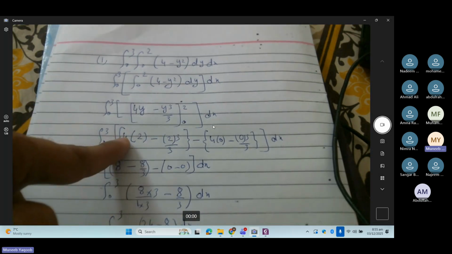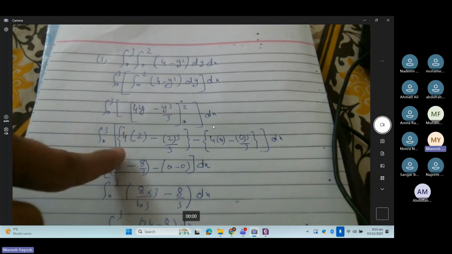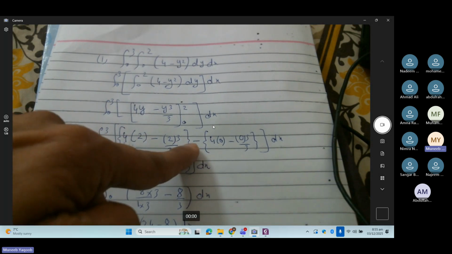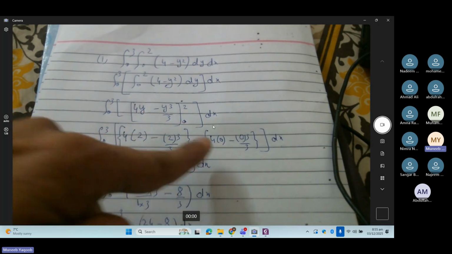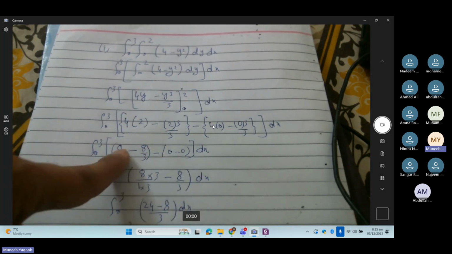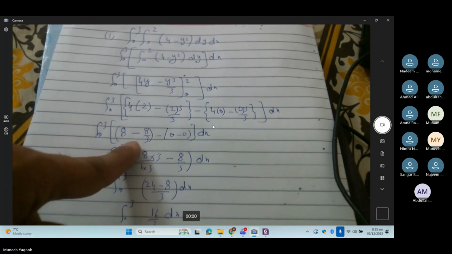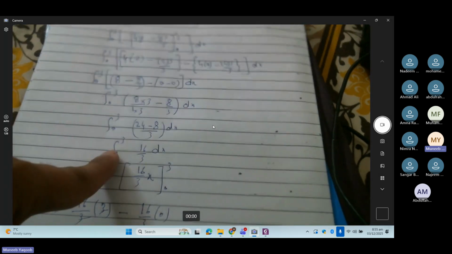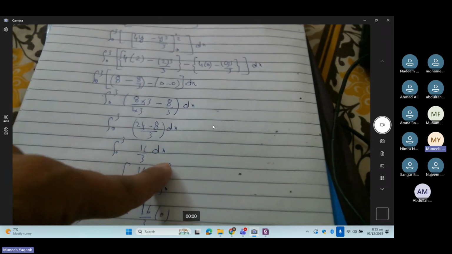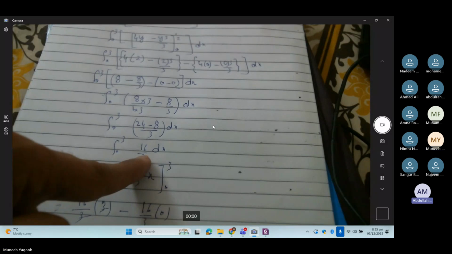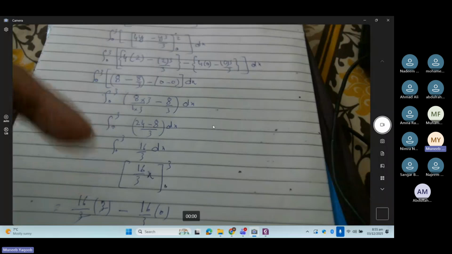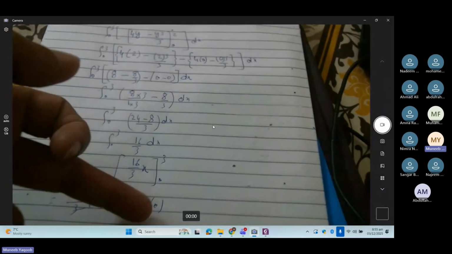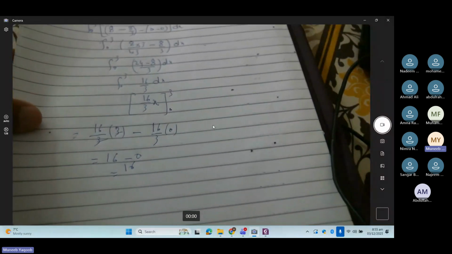So you can see first we took the upper limit, we applied it, then minus from the formula, and then we took the lower limit. So after simplifying these limits, we got finally integral 0 to 3 16 upon 3 dx, which was a very simple function to integrate. Integral of 1 is x, so integral of 16 upon 3 is 16 upon 3x. Then we applied the outer limits 0 to 3, and hence we got the final answer.